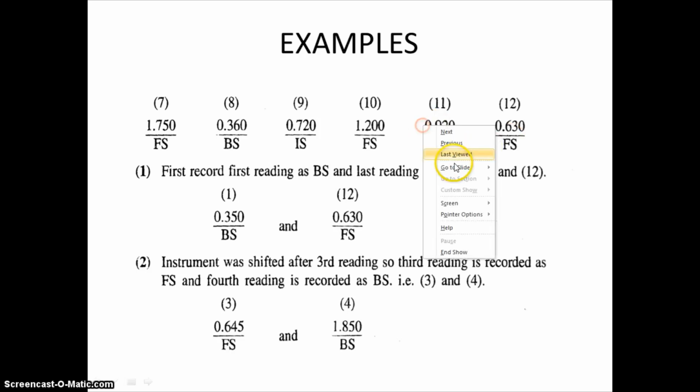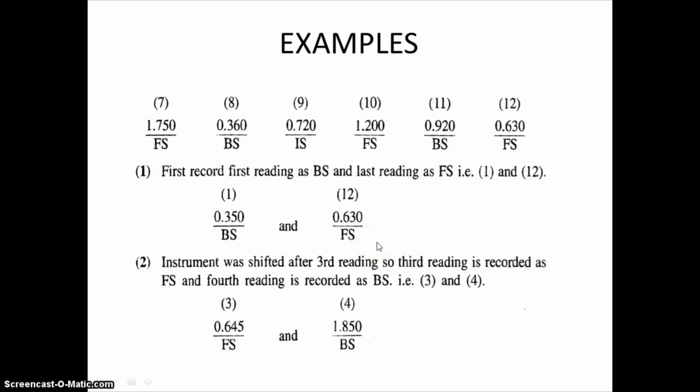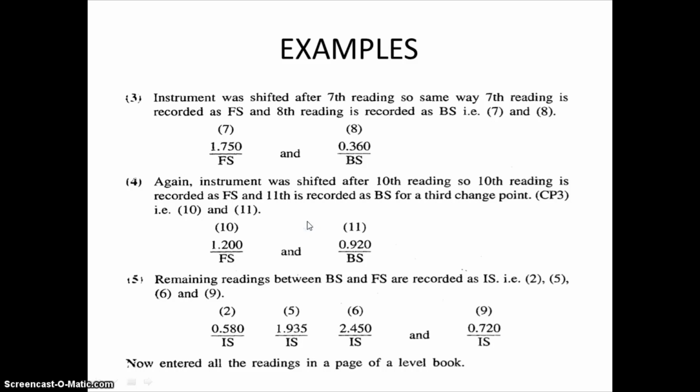Once you take these values from the field, you have to arrange them in tabular form. So I have arranged all the readings, and I have also mentioned why it is called foresight, why it is called backside, why it is called IS, and why it is called foresight. All the instructions that I have just told you, I have written here.